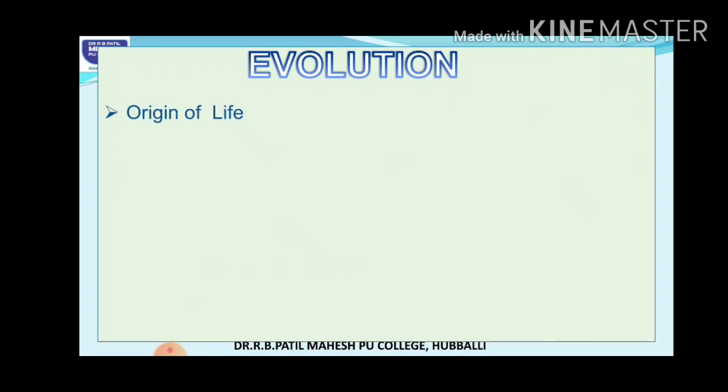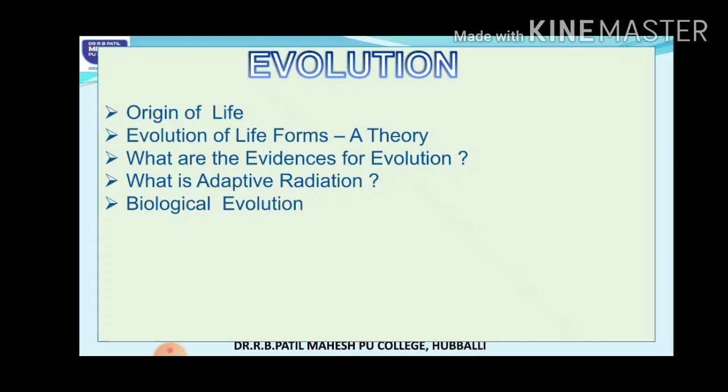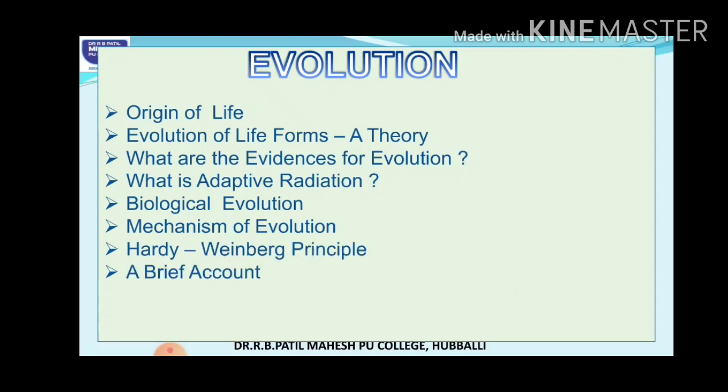Children, first let me tell you what concepts you are going to study in this chapter, evolution. Firstly, the origin of life, then the evolution of life forms, a theory. What are the evidences for evolution? What is adaptive radiation, biological evolution, mechanism of evolution, Hardy-Weinberg principle, a brief account of evolution, then the most interesting one, that is origin and evolution of man.